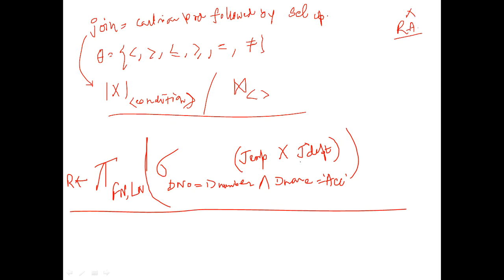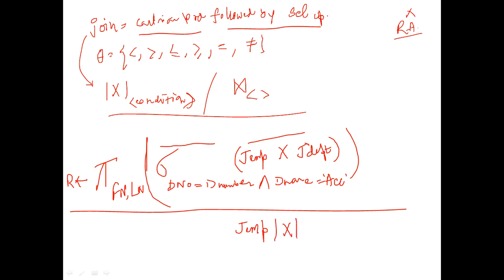Now we will tell you the join is the same. I told you here, join is a Cartesian product followed by a select operation. See, the join operator is a Cartesian product, and this Cartesian product is followed by the select operation. If I want to perform the same query using join, then we will write it like that.